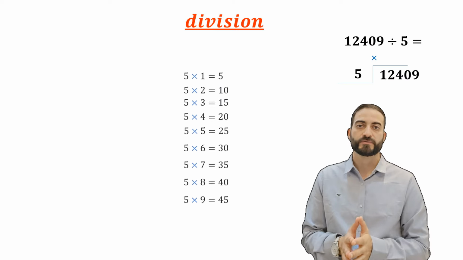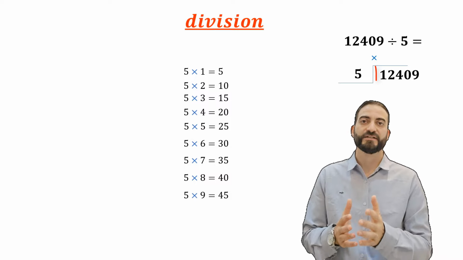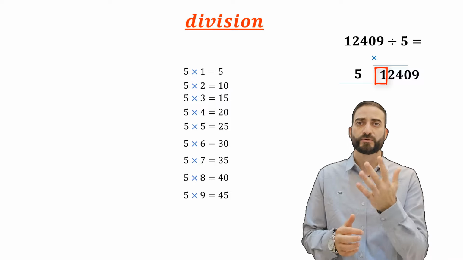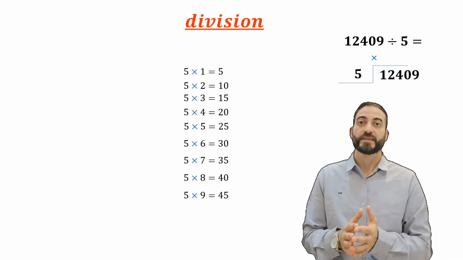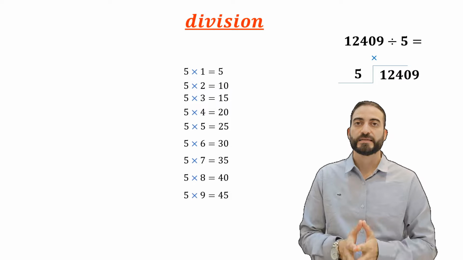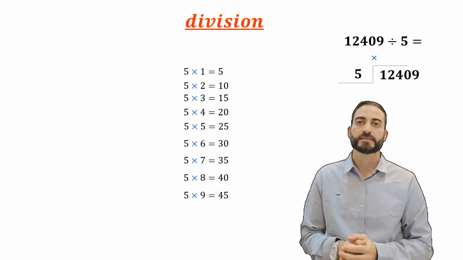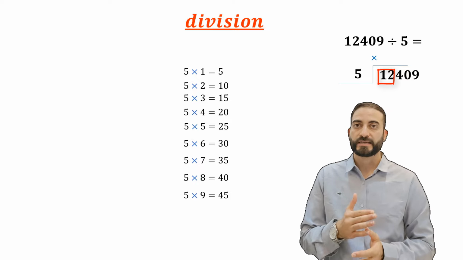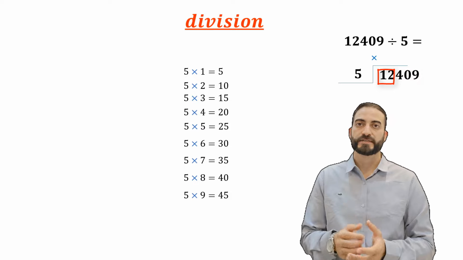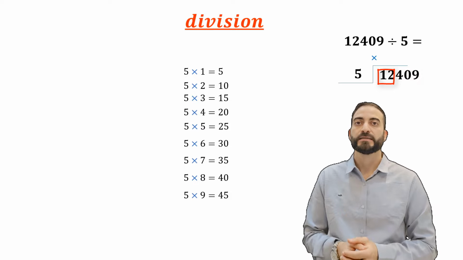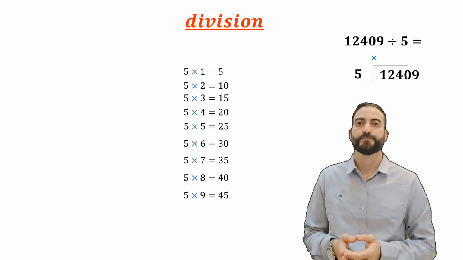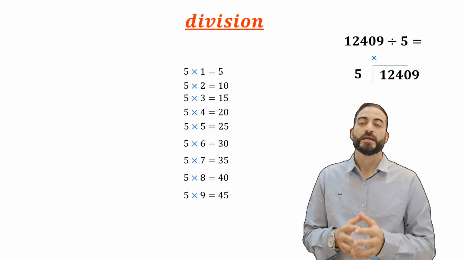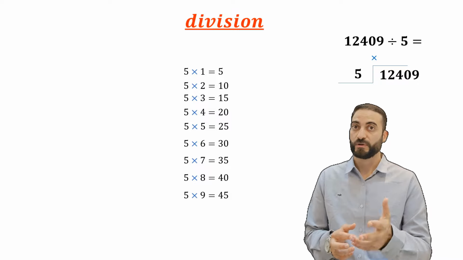Now we come here, we must first start with the first number in the dividend from the left, which is 1. We ask ourselves, is 1 greater than or equal to the divisor, which is 5? The answer is no. This means that we must take the first 2 numbers from the left, which is 12. We also ask ourselves, is 12 greater than or equal to the divisor? The answer is yes. 12 is greater. So we look for 12 in the multiplication table for 5. We find that 12 is here.